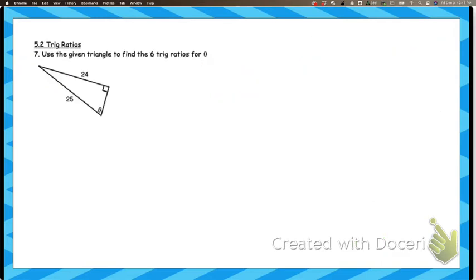So the next thing that we did was a right triangle SOHCAHTOA trig. So remember your ratios.